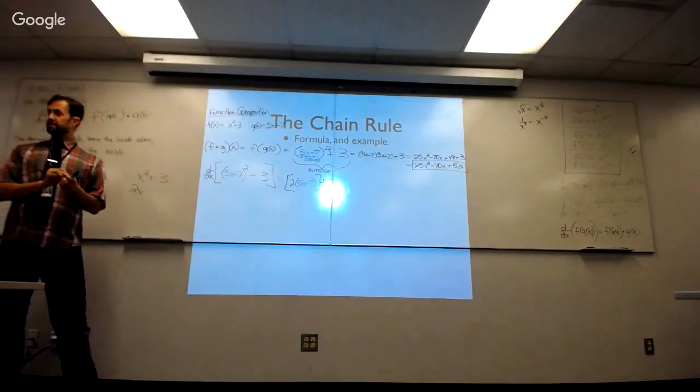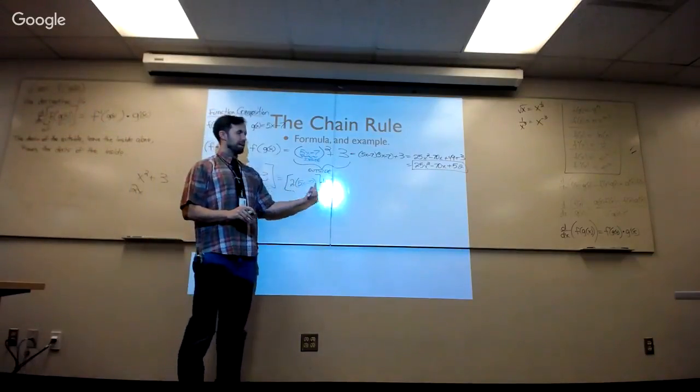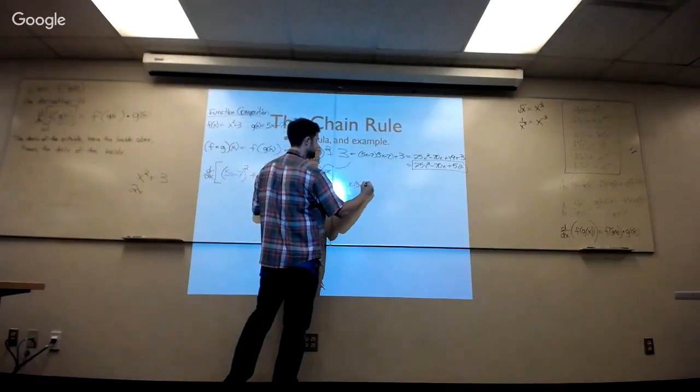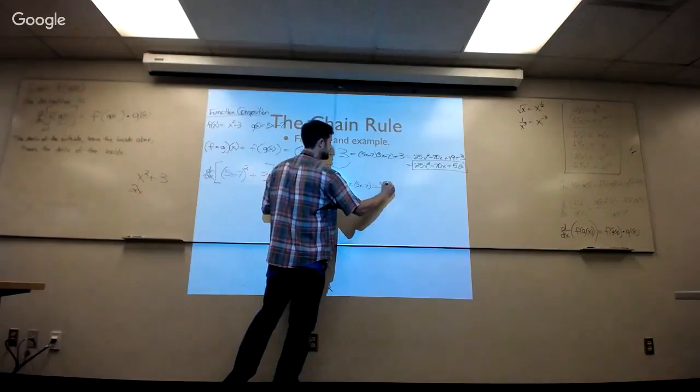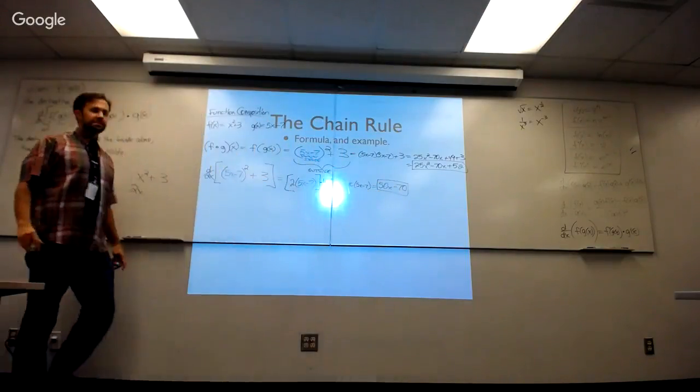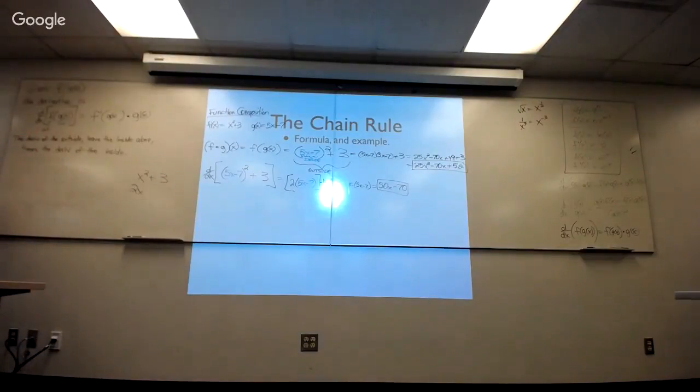How do we simplify that? You've got a 2 times a 5, so that's 10. So you have 10 times 5x minus 7, which is really 50x minus 70. Did I do that correctly? Does everyone agree that it's 50x minus 70? Okay, well, that's what the chain rule told us.